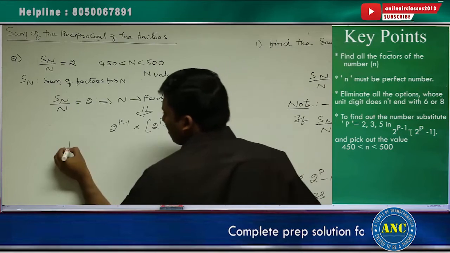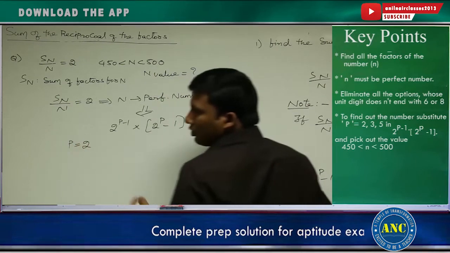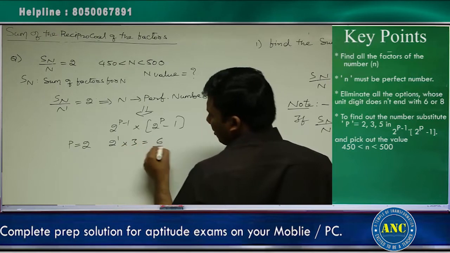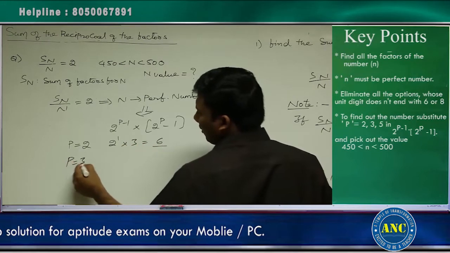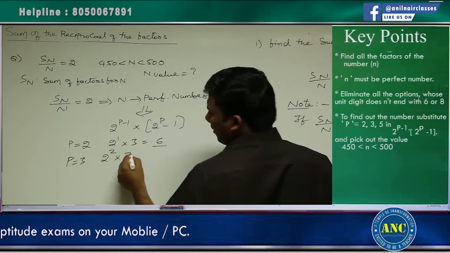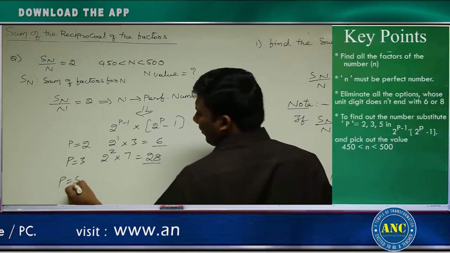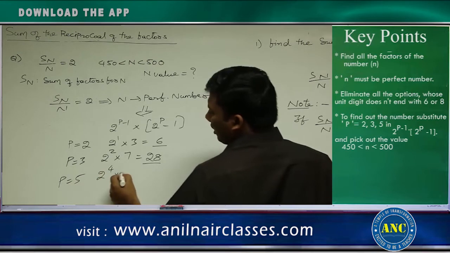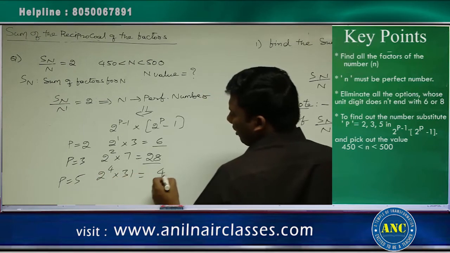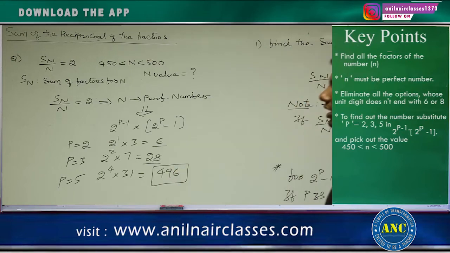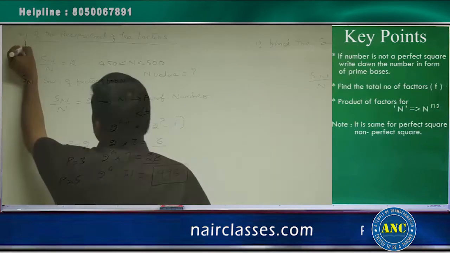So, what is the first prime number? P equivalent to 2: 2 power 1 into 3, 6. If p equivalent to 3: 2 square into 7, 28. If p equivalent to 5: 2 power 4 into 31, 16 into 31, 496. What will be the answer? 496. We require the number between 450 and 500.